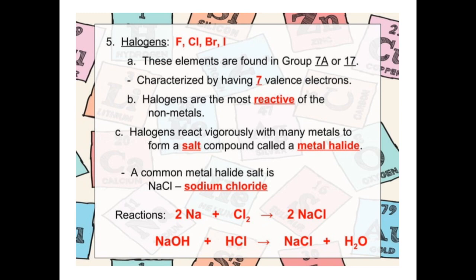They are colored as well. Fluorine, for instance, is yellow. Chlorine is greenish yellow. Bromine is reddish brown. Iodine is black. So they are colored, and they are very, very reactive as well.